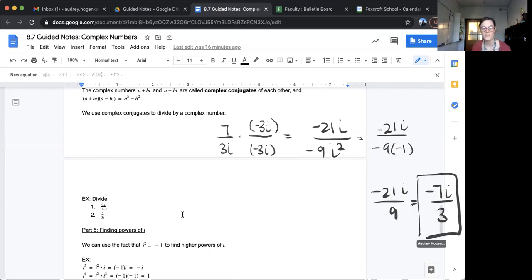And if I wanted that written in the form of a complex number, I would have 0 minus 7/3 i, right? Because a complex number, again, has to be in the form of a plus bi or a minus bi. So if I don't have an a, it would be 0.